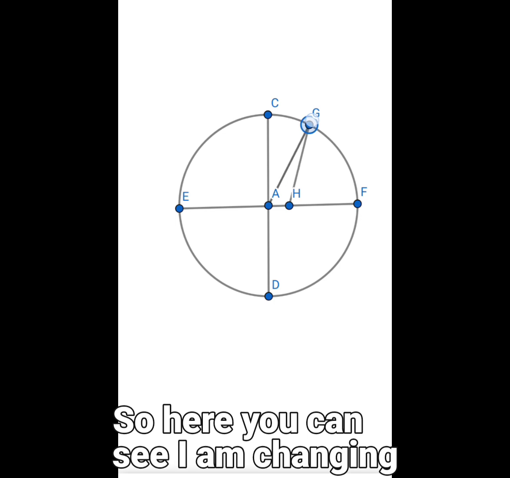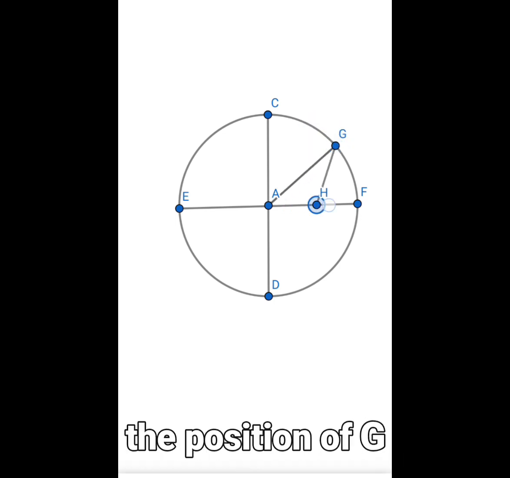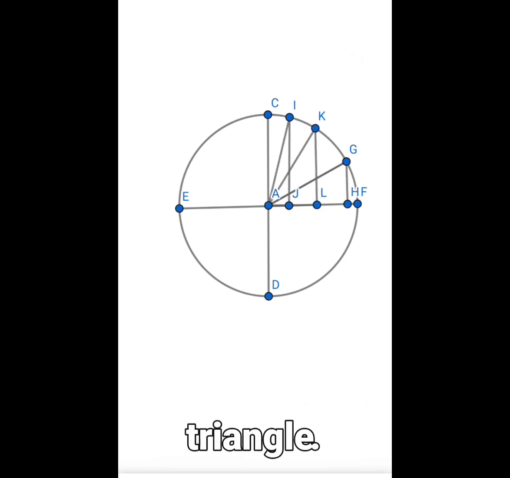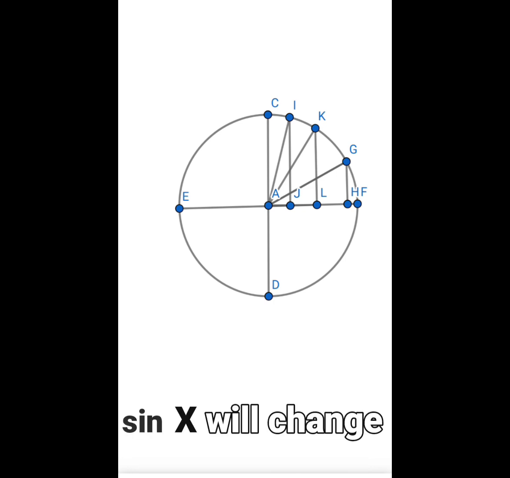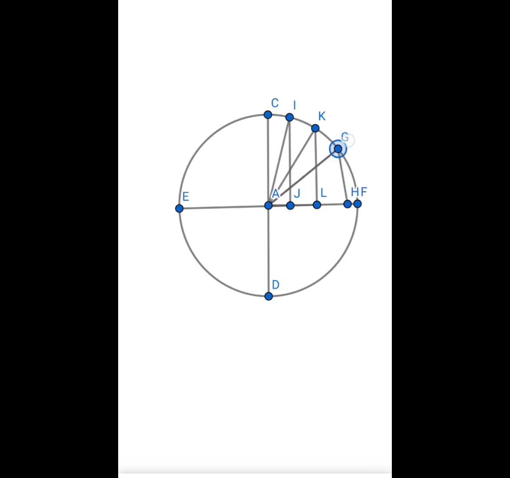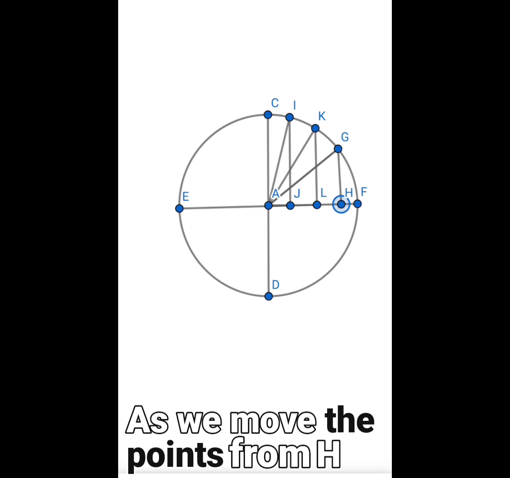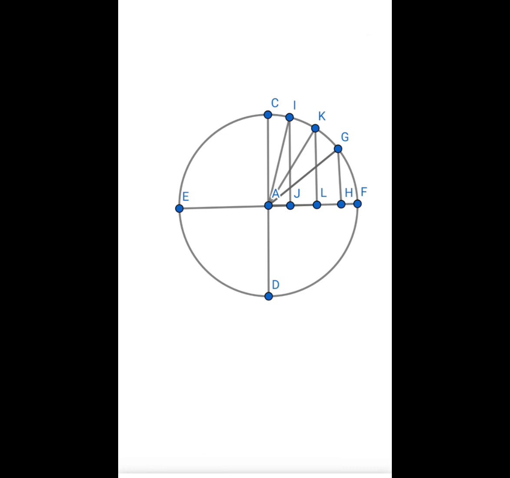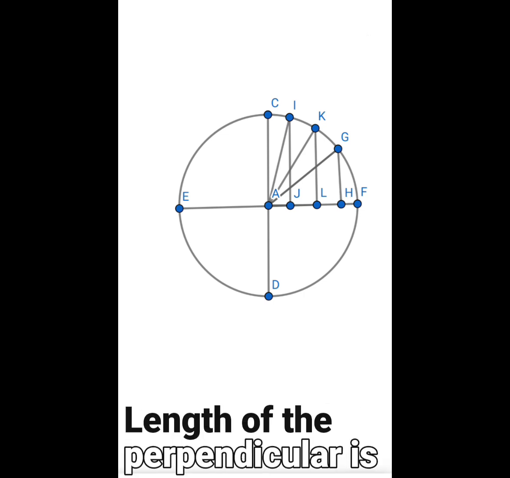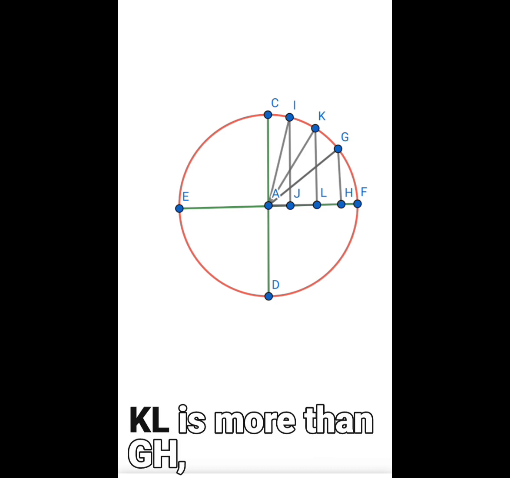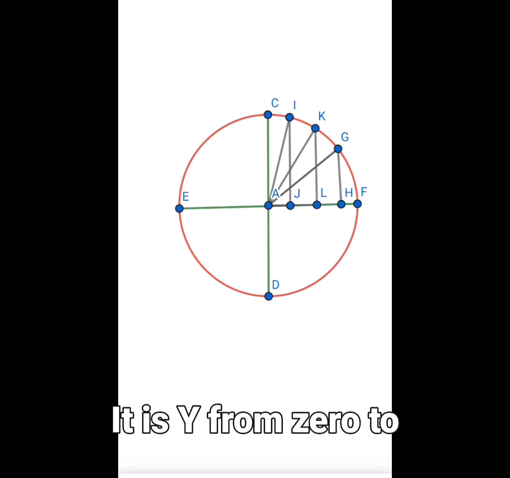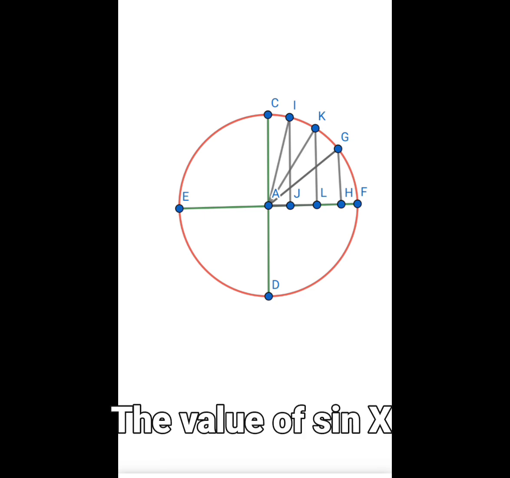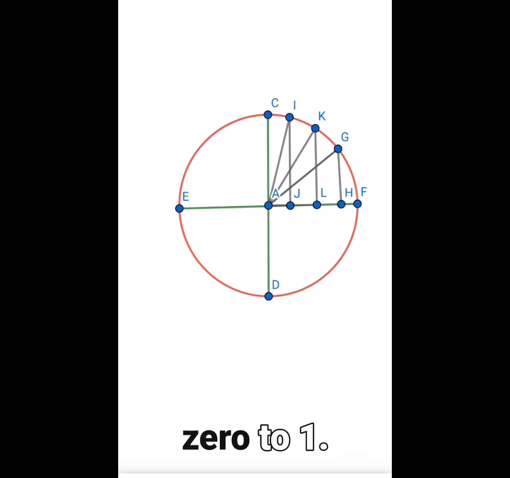So here you can see I am changing the position of G, and accordingly I have to change the position of H because it should be a right angle triangle. So according to the value of this perpendicular, sin x will change its value. As we move the points from H towards C, we can see that the length of the perpendicular is increasing. L is more than GH, IJ is more than KL, and CA is more than IJ. That is why from 0 to 90, the value of sin x increases from 0 to 1.